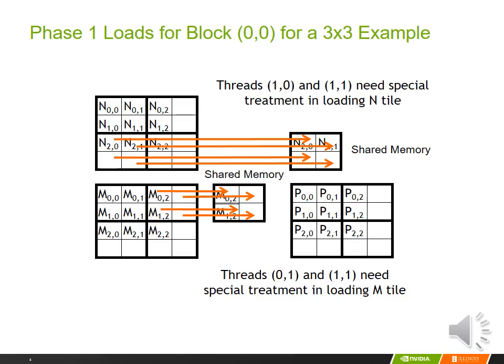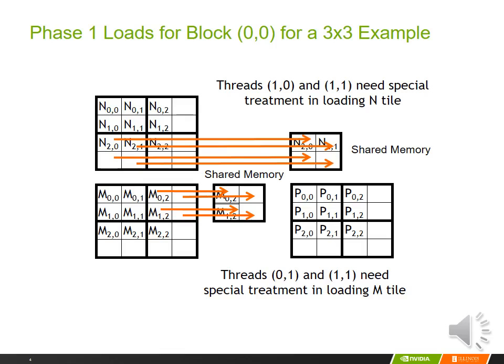In the next few slides, we're going to illustrate the problems with tiled matrix multiplication when handling matrices whose dimensions are not multiples of the tile width. This slide shows the phase 1 load for block 0, 0 for a 3x3 example. The reason we're not showing phase 0 is that the phase 0 tiles are completely within the valid range of both M and N, and you should verify that independently.